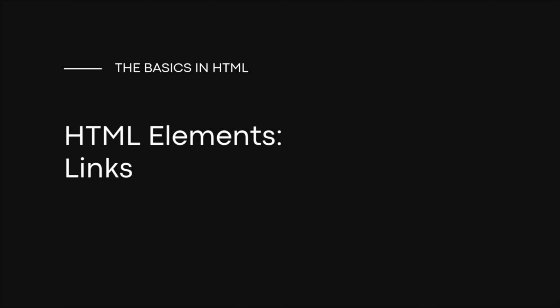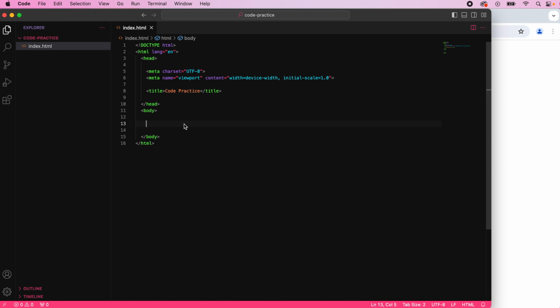HTML links. In HTML, a link is created with an anchor tag and has the href attribute with the value set to the URL or resource to go to when the link is clicked. For example, let's add the URL for Google so that when the link with the text of Visit Google is clicked, it will go to that website.